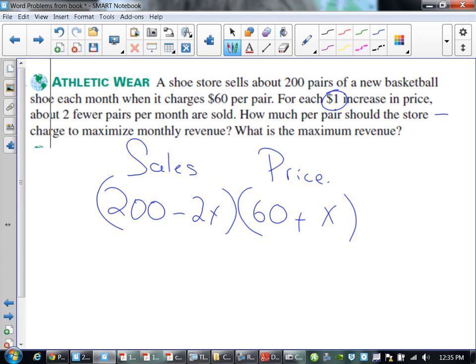Now this is what's nice with this format: you don't even need your calculator. What form is that written in? Intercept form. What occurs halfway between your intercepts? The axis of symmetry, not the asymptote. The other A word, right?